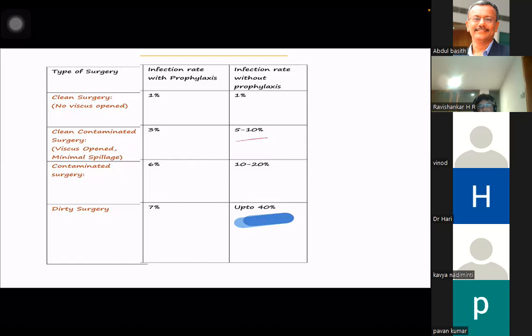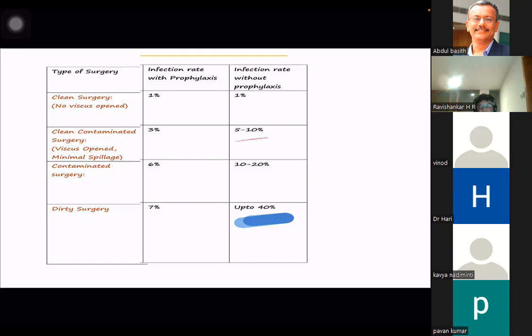You have to get a culture and then continue the antibiotics and change the antibiotic as and when required, depending on the condition of the patient. If the patient deteriorates, you may have to escalate. If the patient remains stable and you have culture reports which indicate that a lesser antibiotic is useful, then you can de-escalate. But you cannot say prophylaxis for contaminated and dirty wounds.